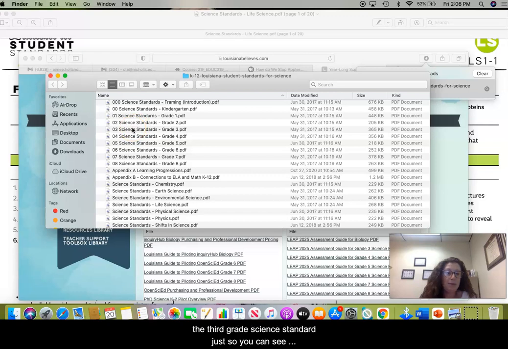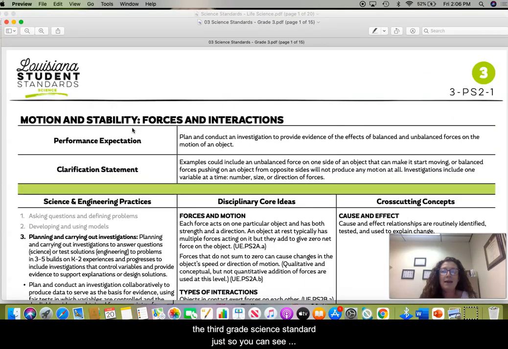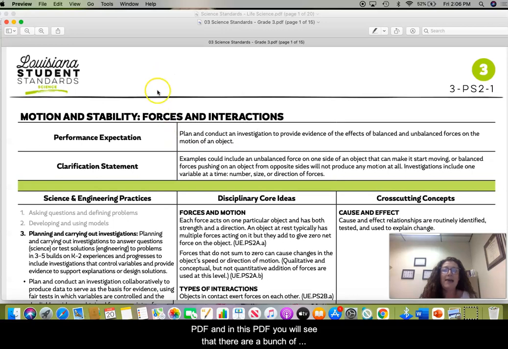So I'm going to pull up the 3rd grade science standard just so you can see that. When you do that, you can see that there's a PDF. And in this PDF, you will see that there are a bunch of them, and they are labeled based on the grade and the type of science. So in this case, it's physical science, and then this is the standard 2-1. So if we're talking about a Louisiana state standard, in your discussion boards or when we are having a face-to-face discussion, you would be talking about Louisiana State Standard 3-PS2-1, motion and stability, forces and interaction.